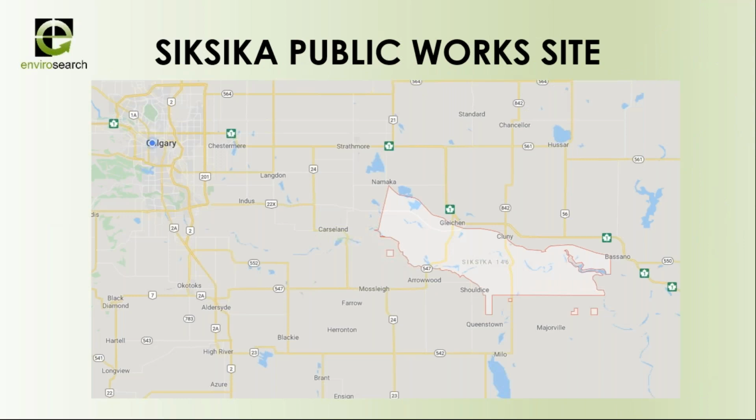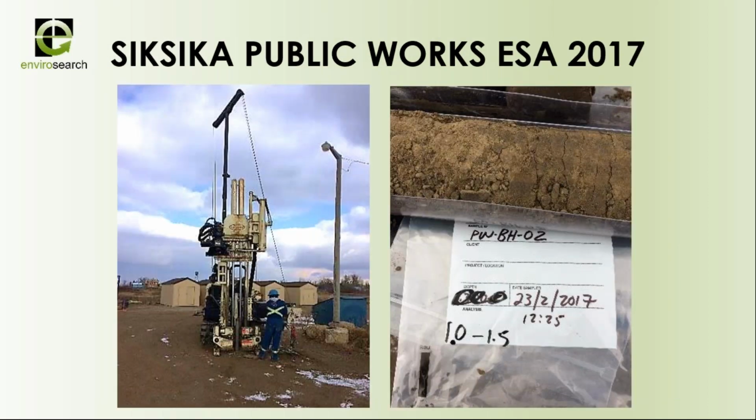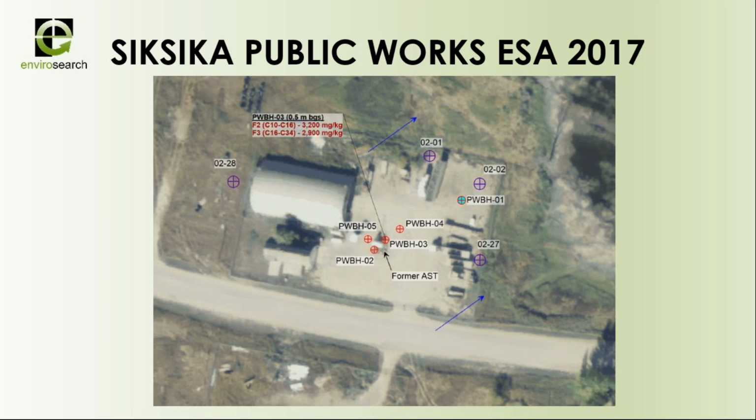The first site that I'm going to talk about is the Siksika Public Works site located east of Calgary. The first phase of this project involved an environmental site assessment, a phase 2 environmental site assessment, done in 2017. Samples were collected at various locations on the site. We have some background samples to confirm conditions, and then samples were collected near the fueling station to confirm if contamination was present.